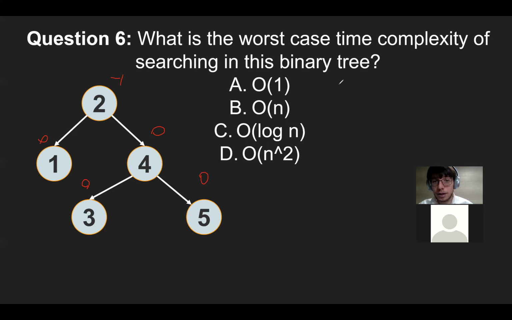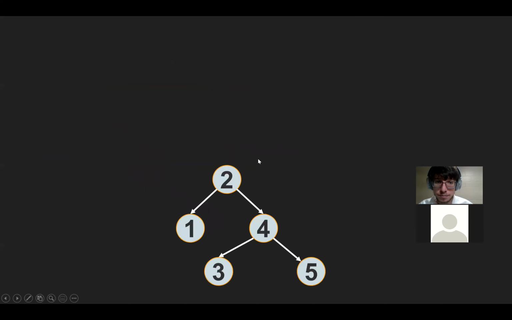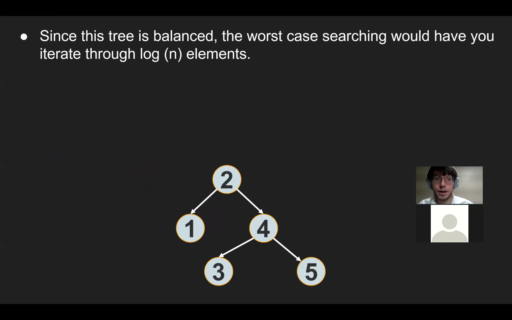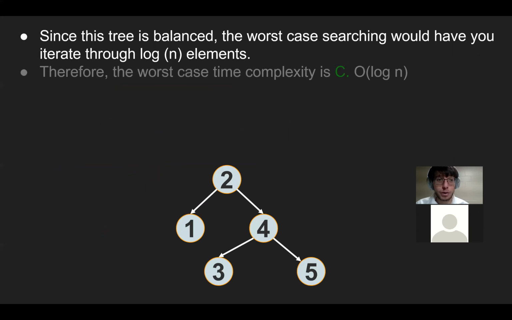And since it's a balanced tree, inserting into it just takes log n. Or I guess it's searching. Well, searching and deletion are all the same, for balanced trees and unbalanced trees. Yeah, so the worst we have to do is go through log n elements. So the worst is C.